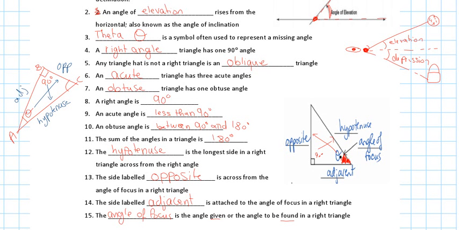Okay? So you have to know where your right angle is, and you have to know where your angle of focus is, no matter how the right angle triangle looks and which direction it's facing. Are we okay with that? Naming the triangle is half the battle. Properly naming the triangle.